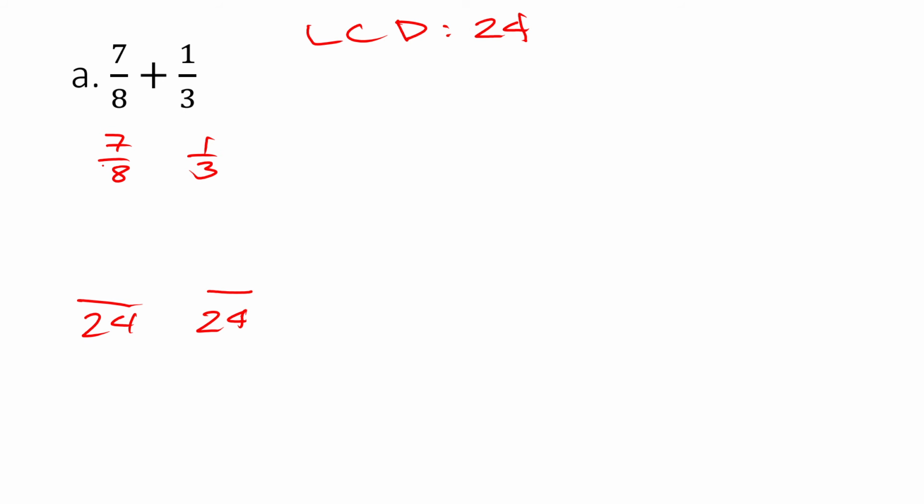So for 7 over 8, the number we need to multiply is going to be 3. 7 times 3 is 21. 3 times 8 is 24. How about the other side? Well, the number we need to multiply 3 is going to be 8. So you also need to multiply the top number with 8. 1 times 8 is 8. So we have 21 over 24 plus 8 over 24.